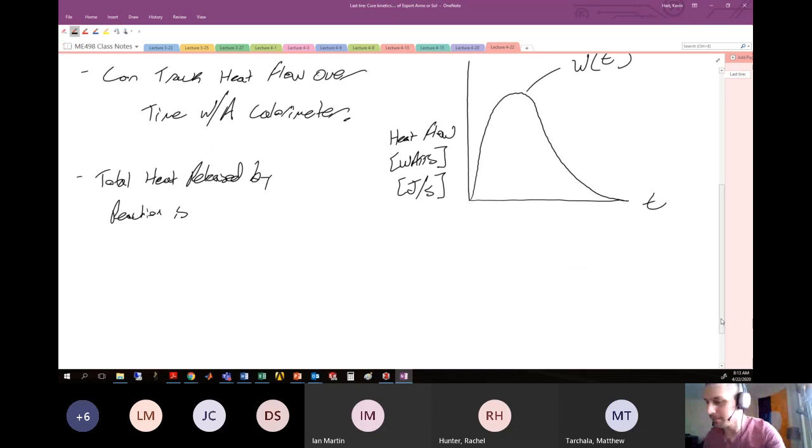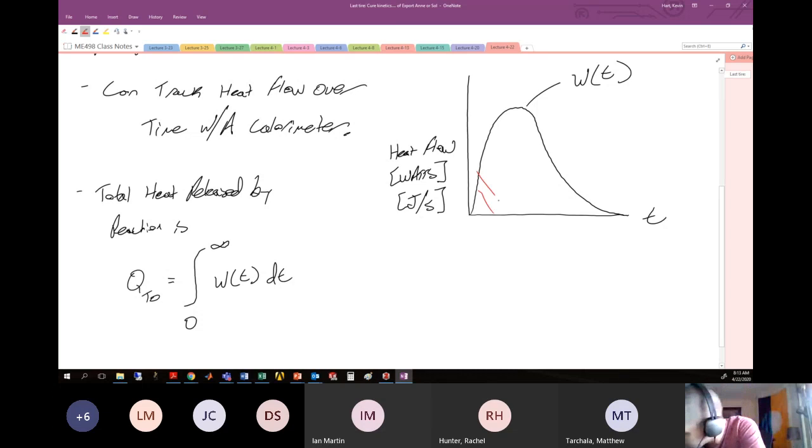So that would be, let's call it the variable Q. And we'll say Q total is the integral from whenever you started this reaction, so time zero, to time infinity, because we're looking at the total heat released by this particular reaction, the integral of this heat flow curve over time. So if I'm looking at the total heat, that is the integral of this particular curve. It's all the area under this curve. So all this area under the curve is Q total. This will usually be measured in joules.